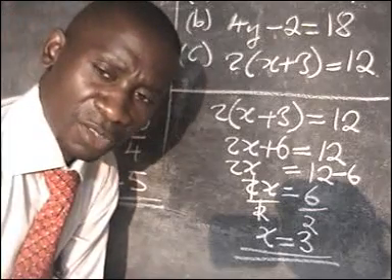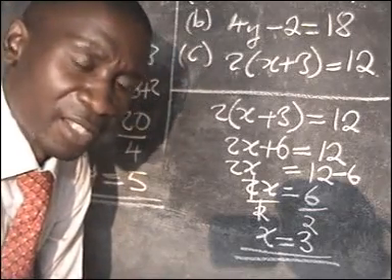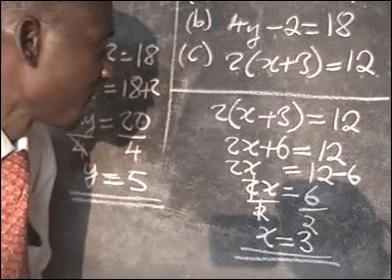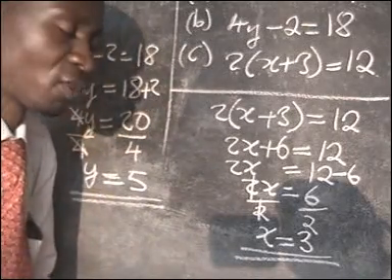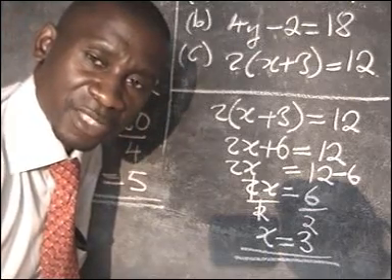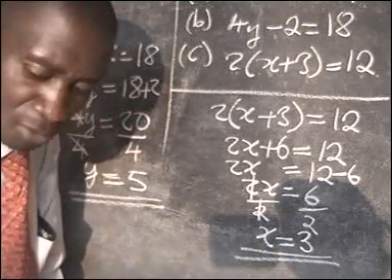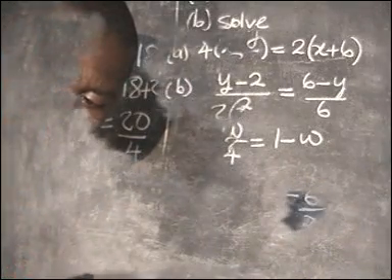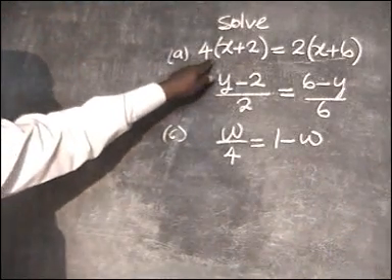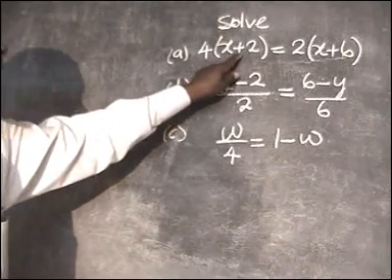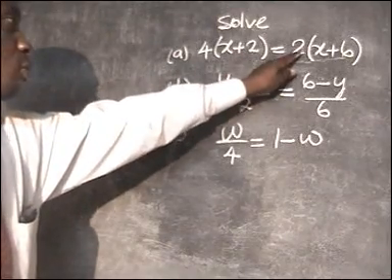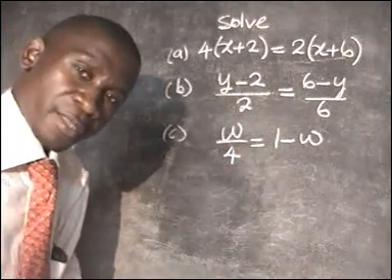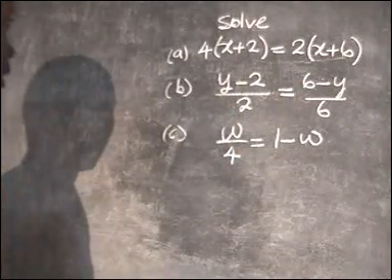Like I have said earlier, this time around I'm not interested in proving, but in how a simple equation can be solved. Let us look at many more examples, but still on simple equations. These can be: A, 4 outside the brackets, inside the brackets x plus 2, equals 2 outside the brackets, x plus 6 inside the brackets.